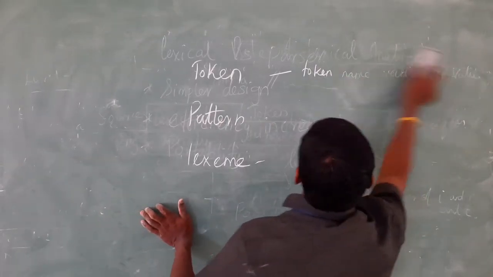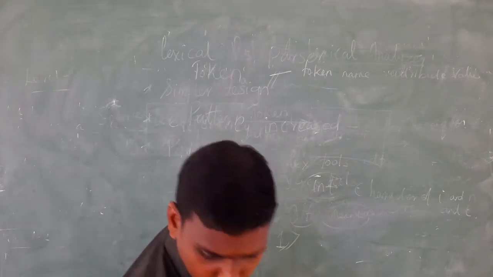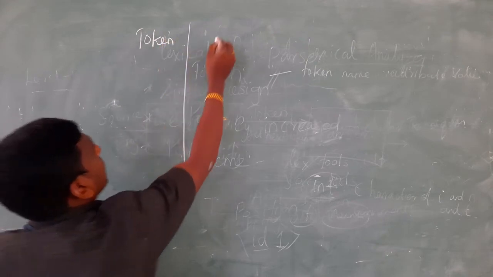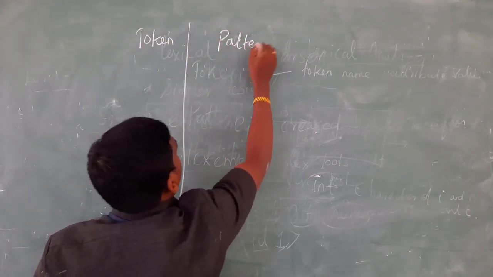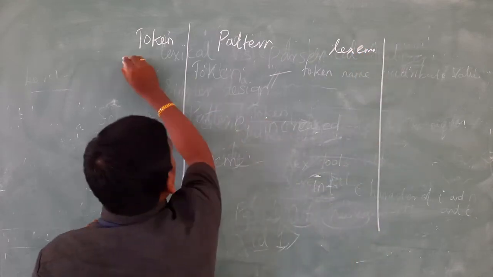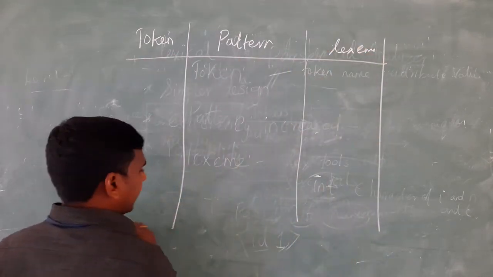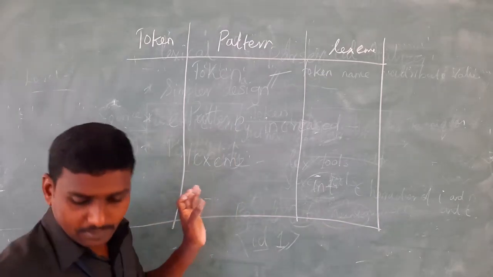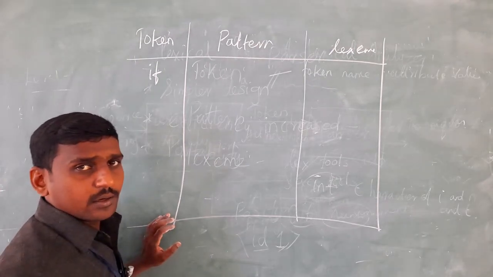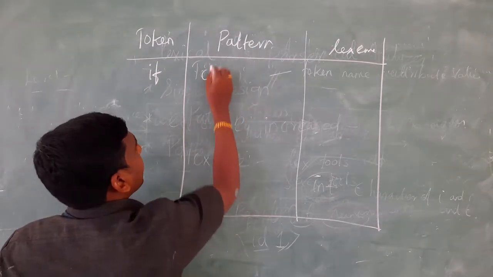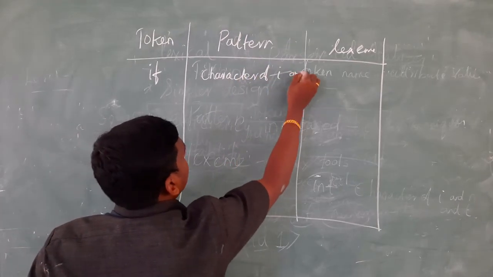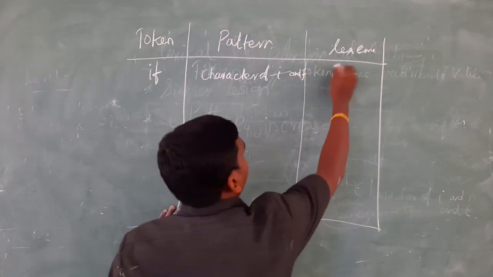Next, one example of token, lexeme, and pattern. You have to write one example of token, pattern, and lexeme. I have given four or five examples; you can write one or two. If is a token, and the pattern is the characters I and F. The lexeme is if.